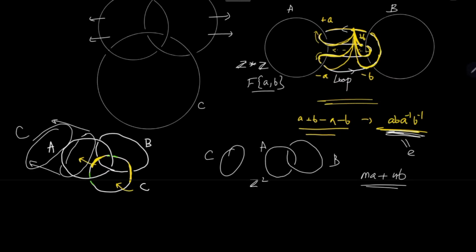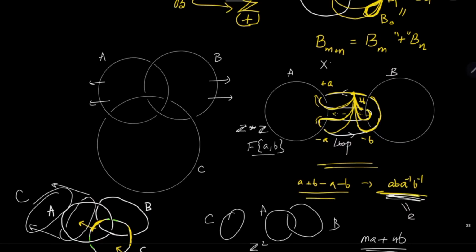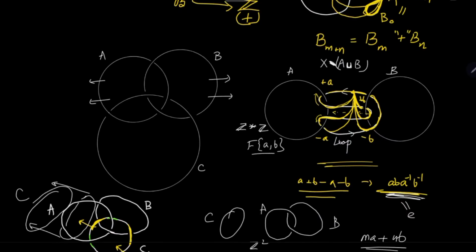So yeah, what we are doing here is that the spaces where these loops live are not really A and B, the circles themselves. The loops are actually present in A union B, or let's say A disjoint union B. So the loops are present in this space, and we are talking about the fundamental group of this space actually.